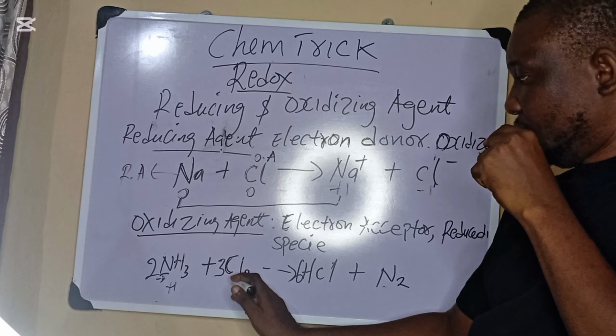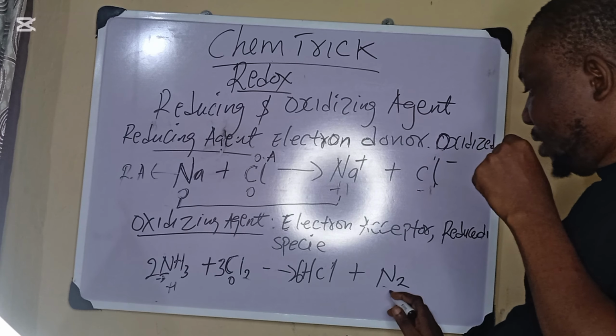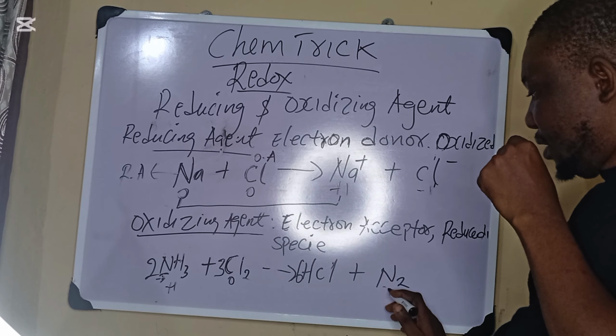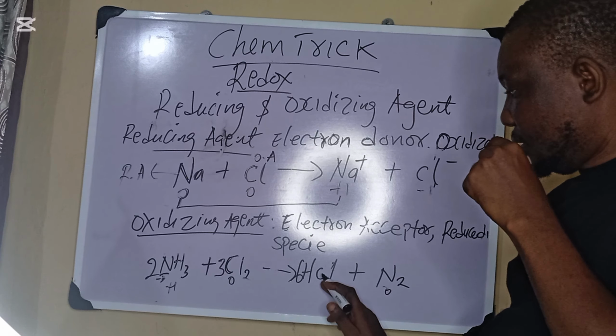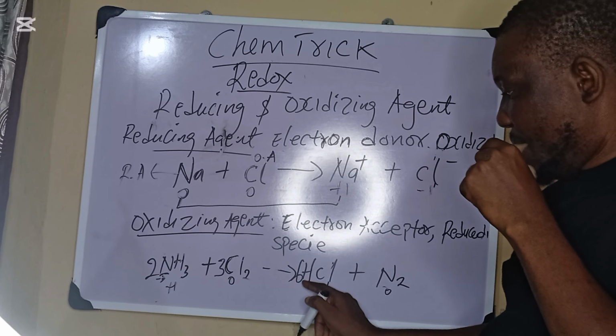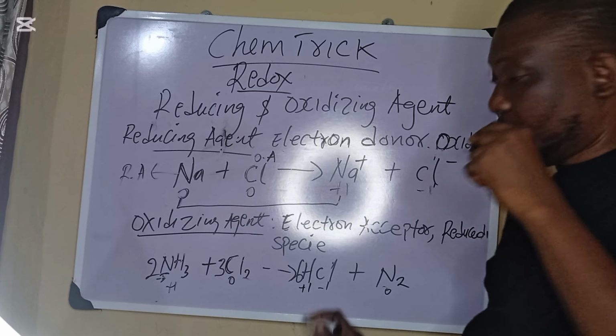Then the oxidation number of chlorine here is 0 since it's not combined. Then the oxidation number of nitrogen here is 0 since it's not combined. Then chlorine here is -1 because combined hydrogen has always been +1.